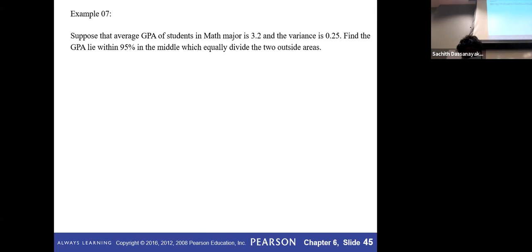I have a few other questions, not very similar but based on this part. So after this problem, let's go through them.